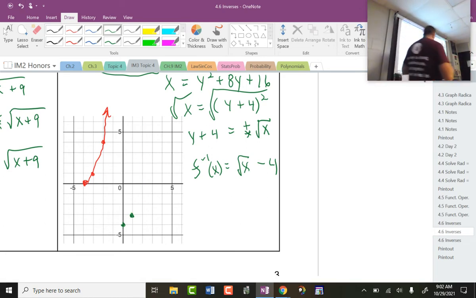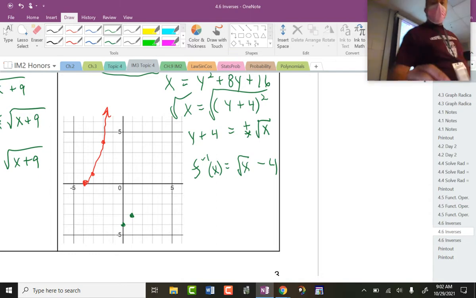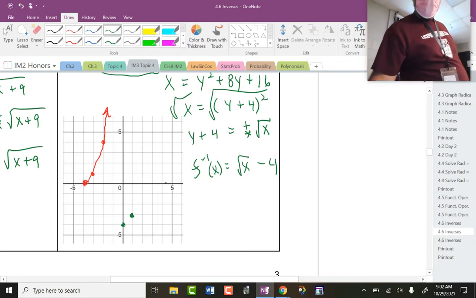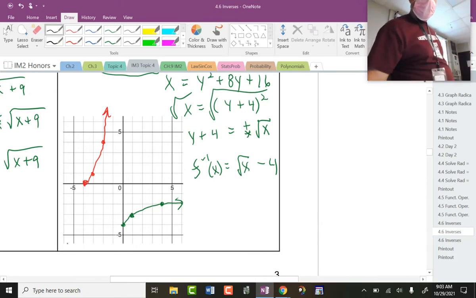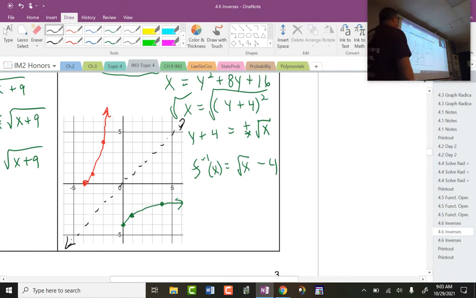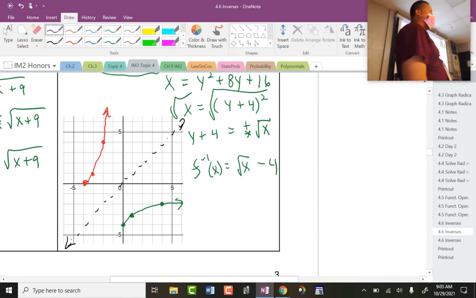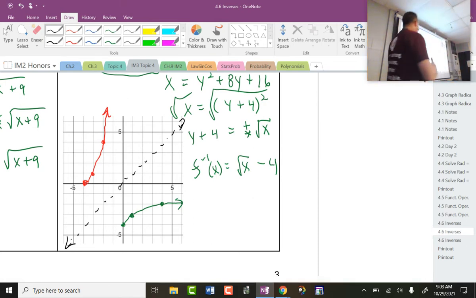Square root of 4. Maybe, yeah, we're only up to 4 here. So square root of 4 is 2. 2 minus 4 is negative 2. So 4, negative 2, this is what a square root looks like. And then I could draw the y equals x line and see that this is a reflection over the y equals x line. Okay. Not exciting stuff, but it is what you got to do.